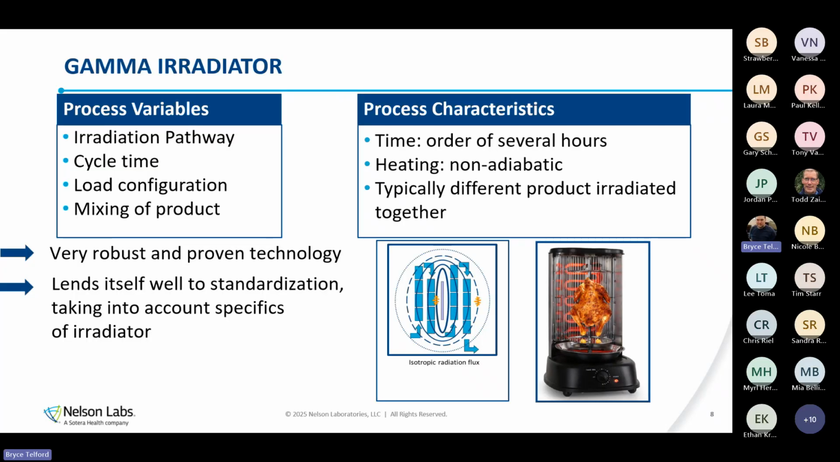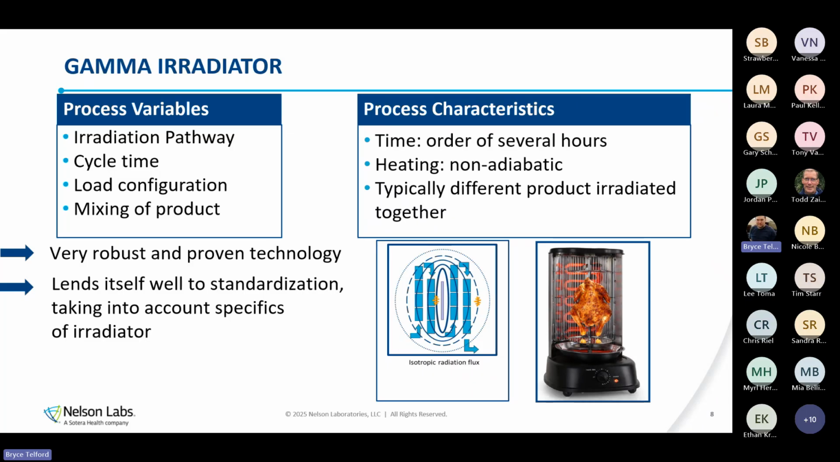So for a gamma irradiator, one of our process variables is the irradiation pathway. That's generally going to be controlled by the irradiator themselves though. Then our cycle time: again, the longer I sit in the chamber, the more dose I can absorb. The less time I sit in the chamber, the less dose I can absorb.